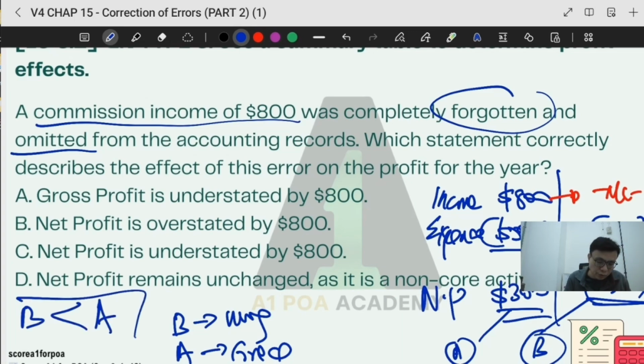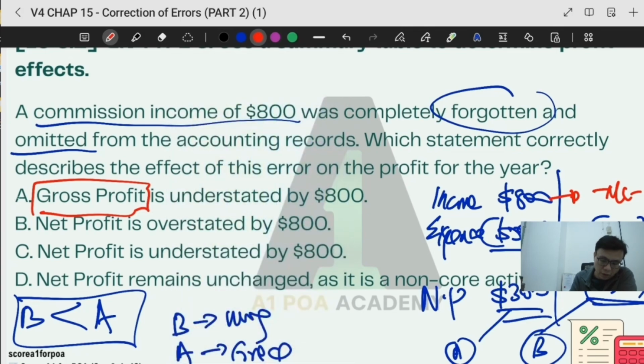So let us run through the options. A, gross profit is understated by 800. The term itself, gross profit, you know that this is not applicable because we are talking about net profit. Why are we talking about net profit? Because there's no cost of sales implication in this particular question. There's no cost of sales, there's no cost of goods sold mentioned. So A, because of the gross profit, we know that from the start this is wrong, and therefore A is not the correct option.